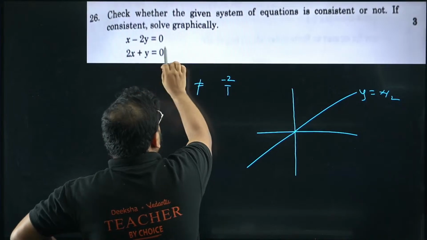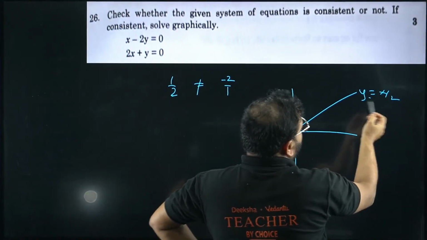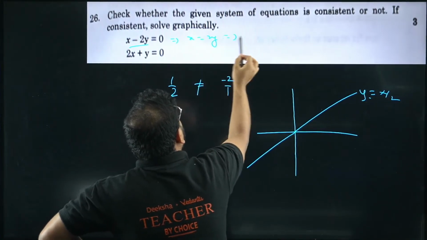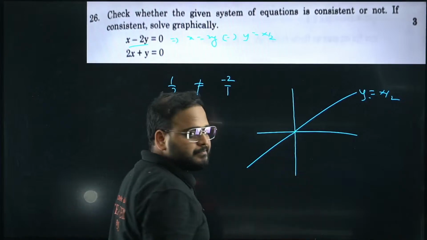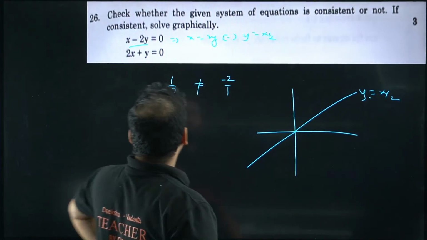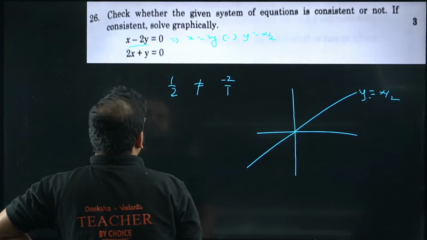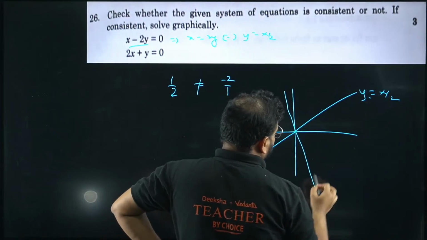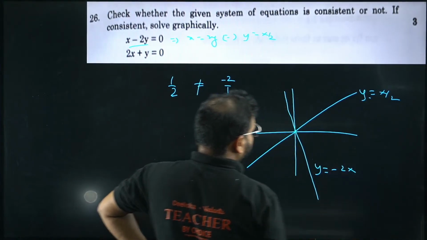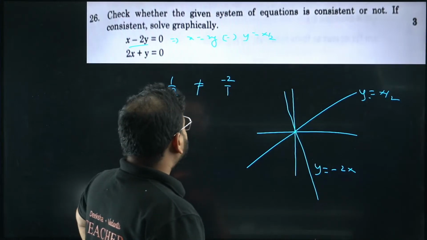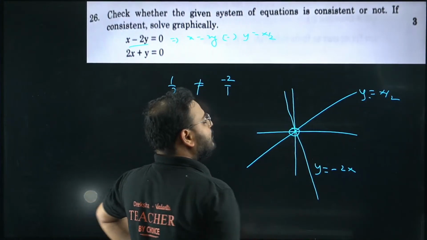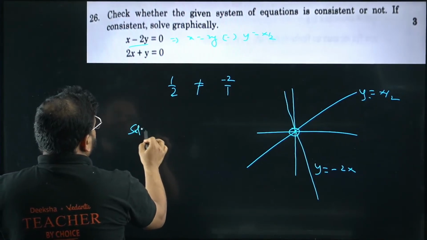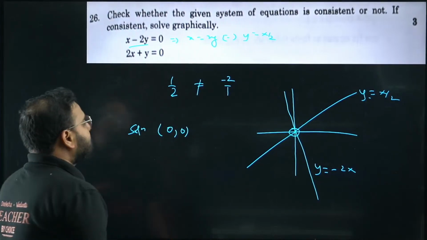2y minus x you can write, or x minus 2y you can write. It becomes x equals 2y, no? Or simply y equals x by 2, right? Correct. And the other one will be, please check, y equal to minus 2x. This is the equation then. Done. So yes, there is a solution. Solution is 0, 0. Please check. Done.